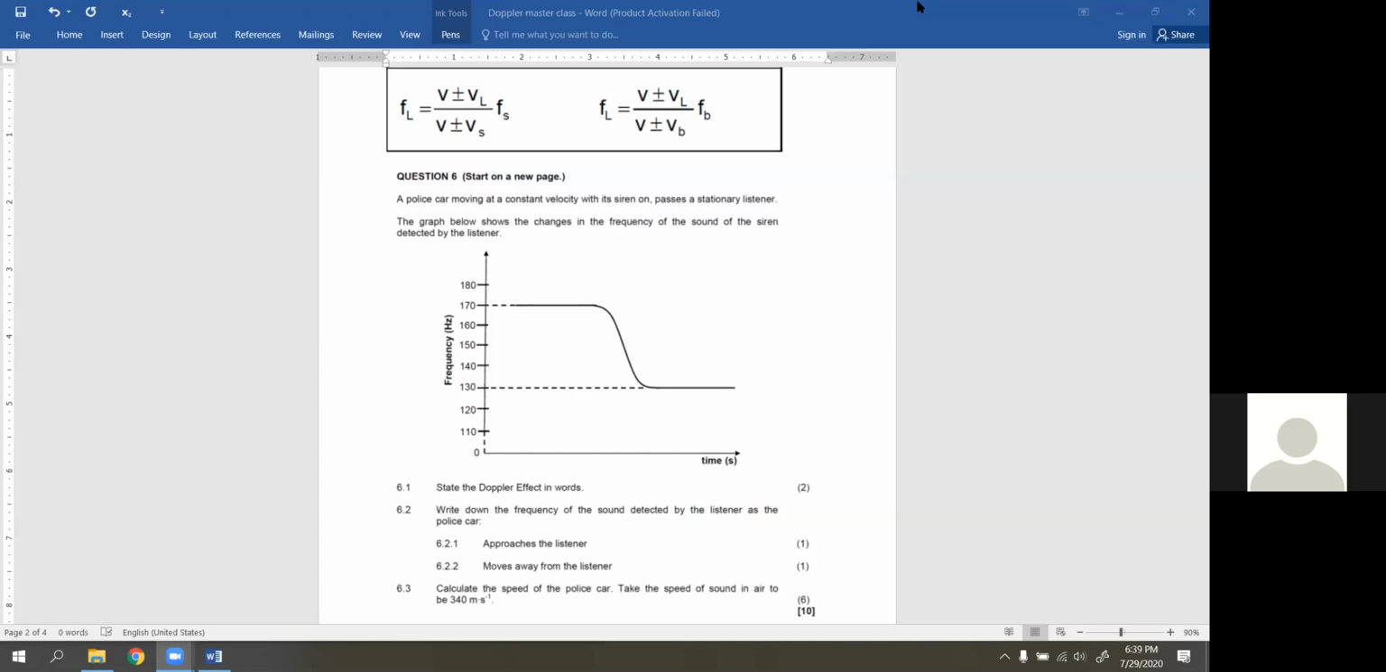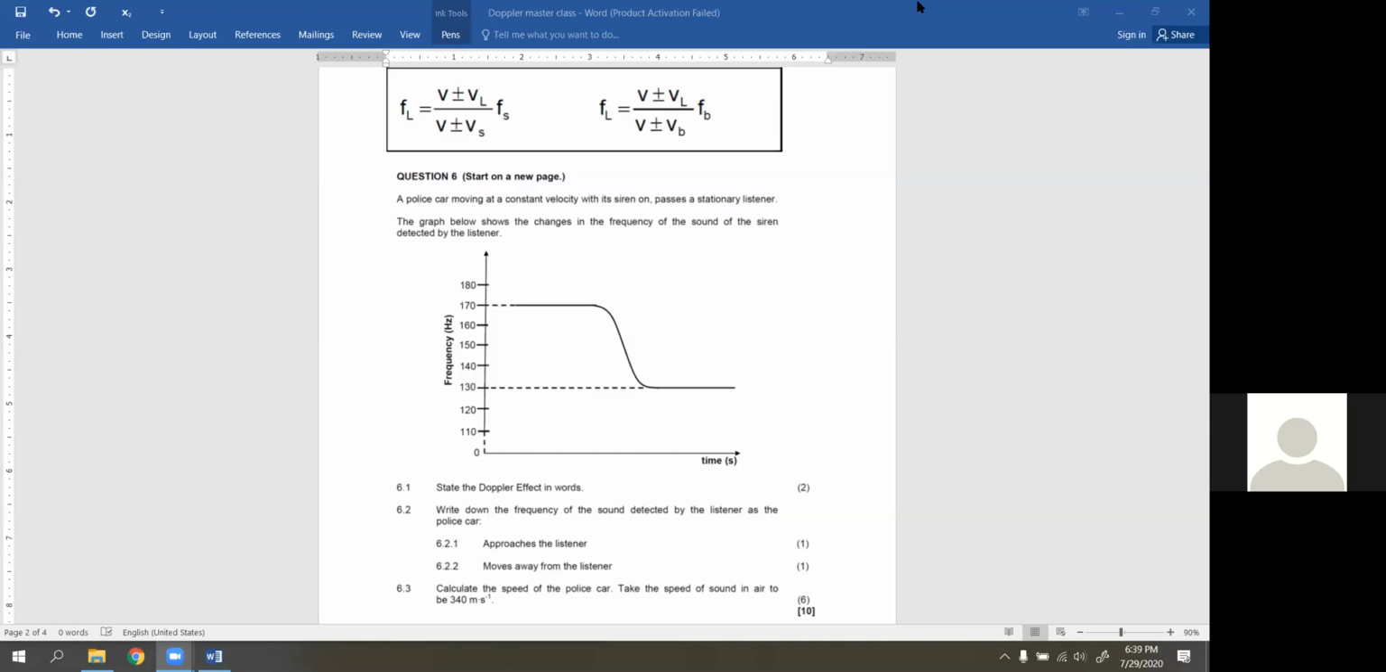It's very important as you're reading through the information that you immediately identify what's the source, what's the observer, and which of the two is going to be stationary. Please note they'll only ever have one moving and one stationary, so you've got to try and identify which one's stationary. The graph below shows the changes in the frequency of the sound of the siren detected by the listener. So you'll see that it goes from 170 down to 130. We know that the higher frequency will be when it is moving towards, and the lower frequency when it is moving away. I hope you remember that.